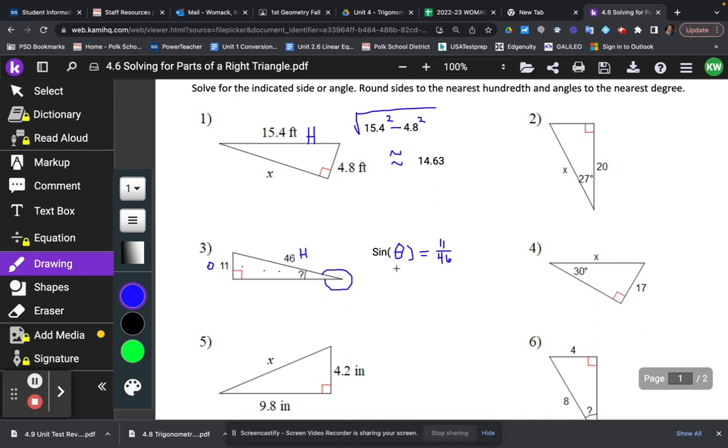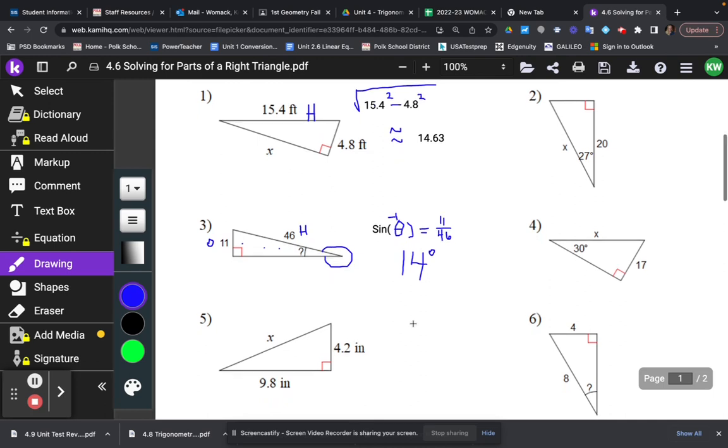Now, this is when we had to press our inverse key. Remember that one? You might want to put -1 right up here just to remind yourself that you do that. When you do this correctly and you round to the nearest degree, you get 14 degrees. So go ahead and write that on there, 14 degrees. Again, this is just a quick review of what we did before we left.